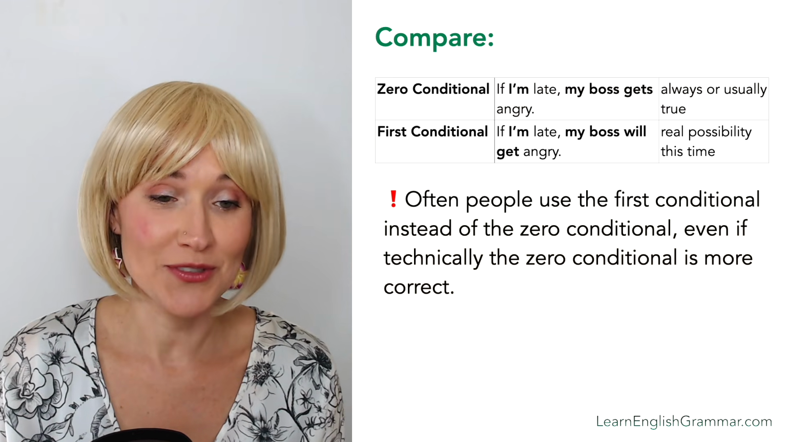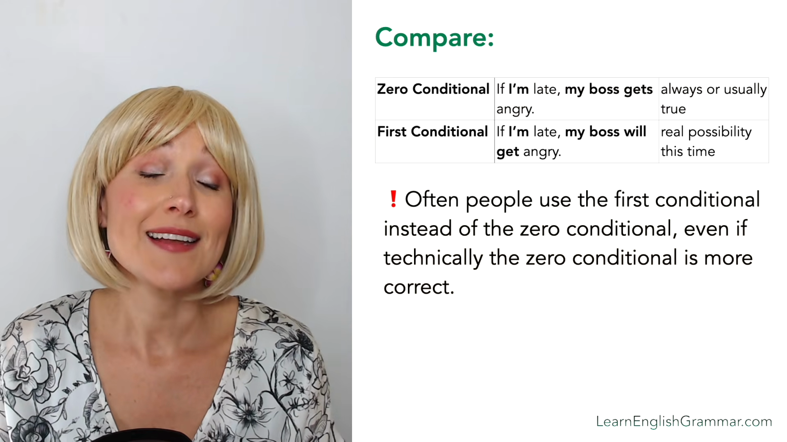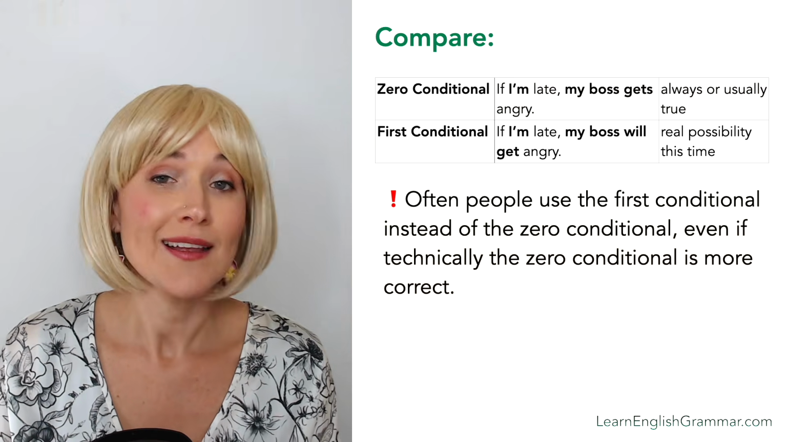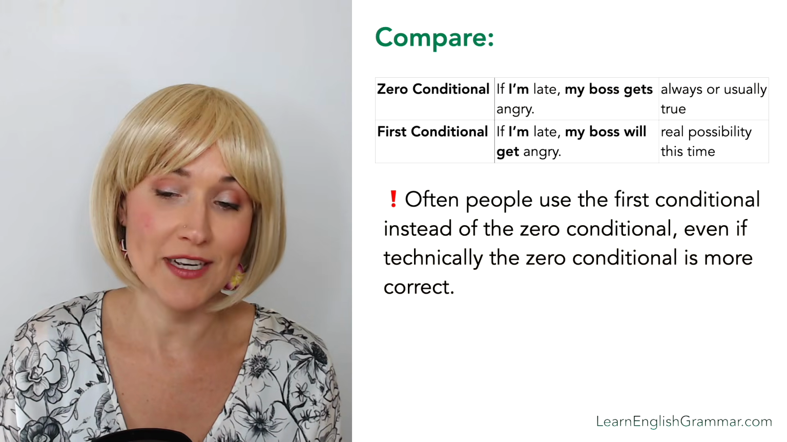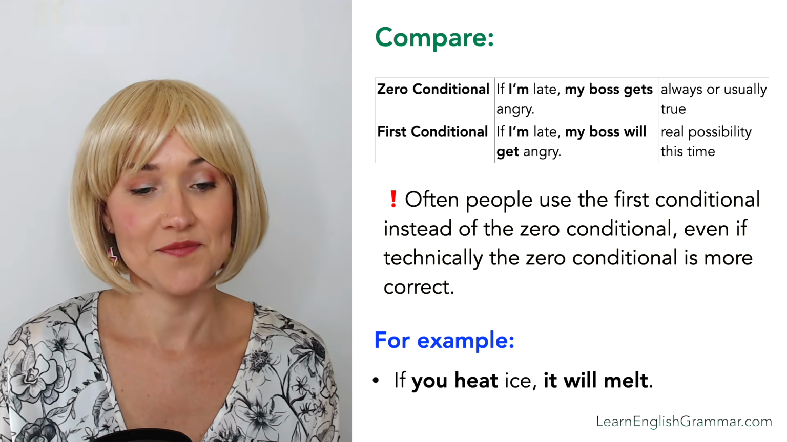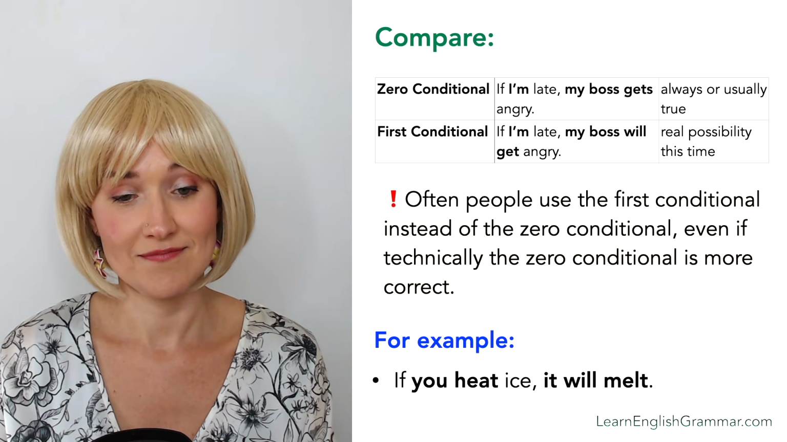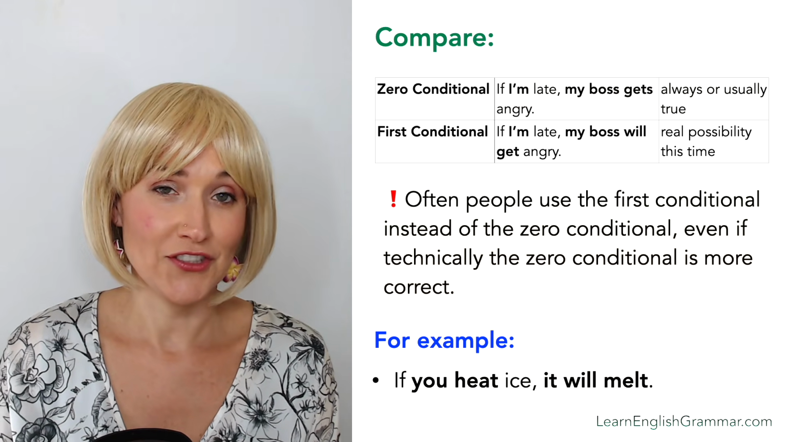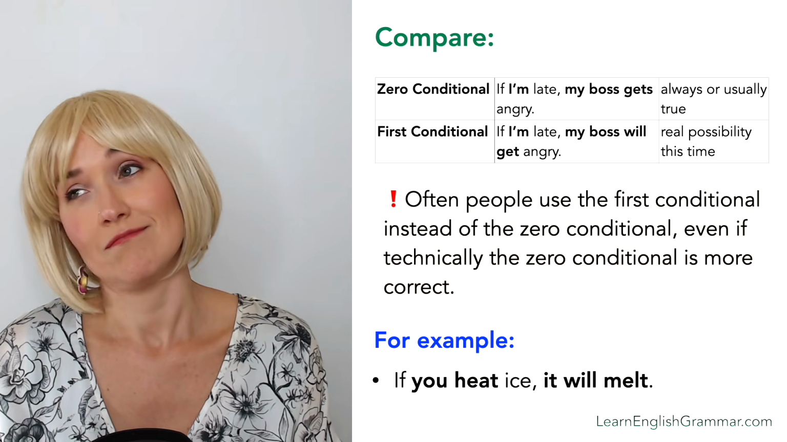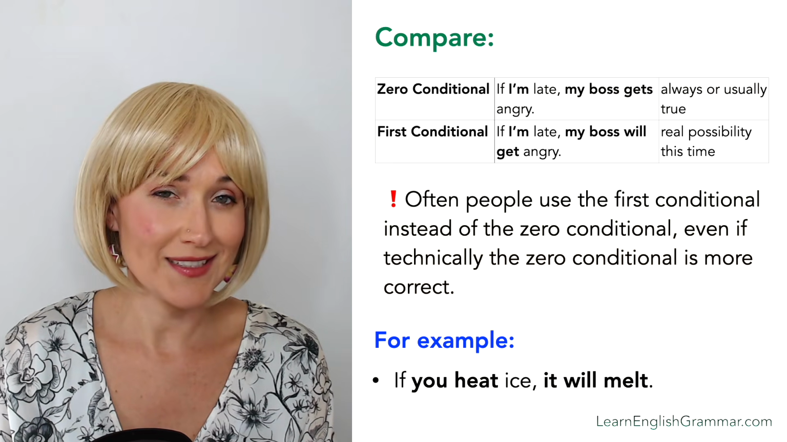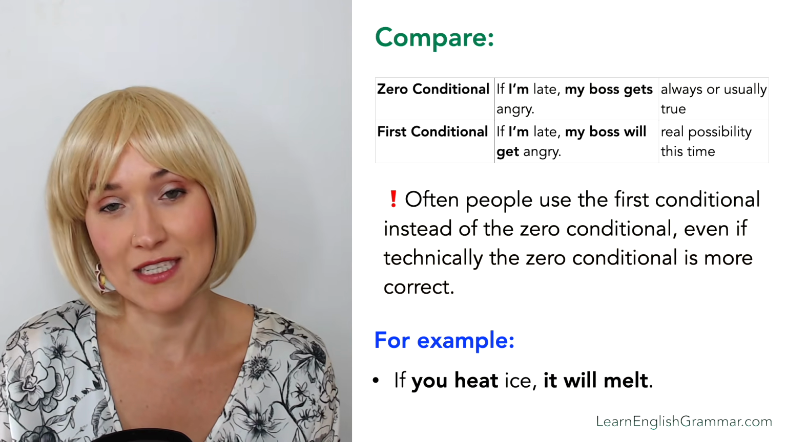But it's important to know that often people use the first conditional instead of the zero conditional, even if technically the zero conditional is more correct. For example, if you heat ice, it will melt. The zero conditional is, if you heat ice, it melts. Technically, that's more correct, but lots of people use the first conditional in this type of situation.